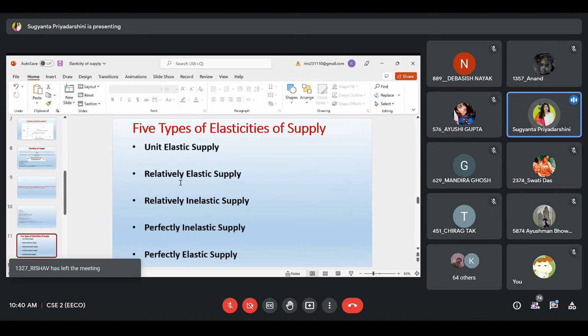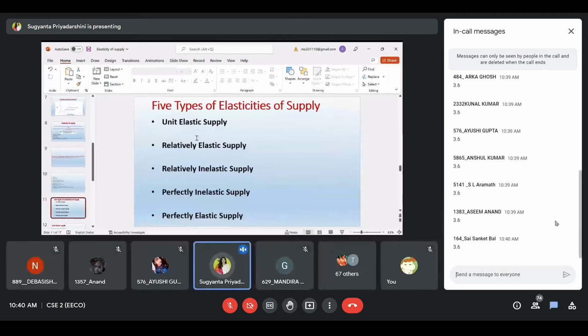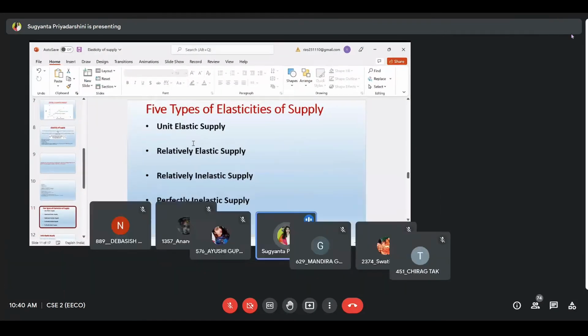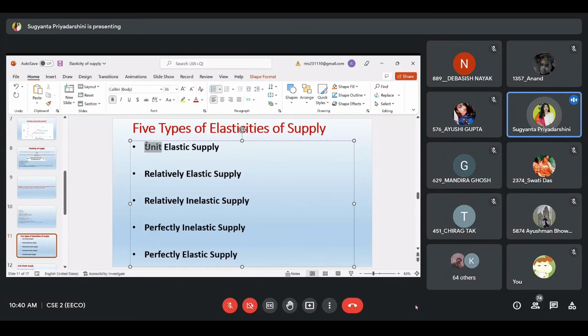I think these 5 things we have already completed under elasticity of demand. So what do you understand by unit elasticity of demand? Quickly tell me that. Elasticity is equal to 1. Repeat again. No change in expenditure due to change in price.